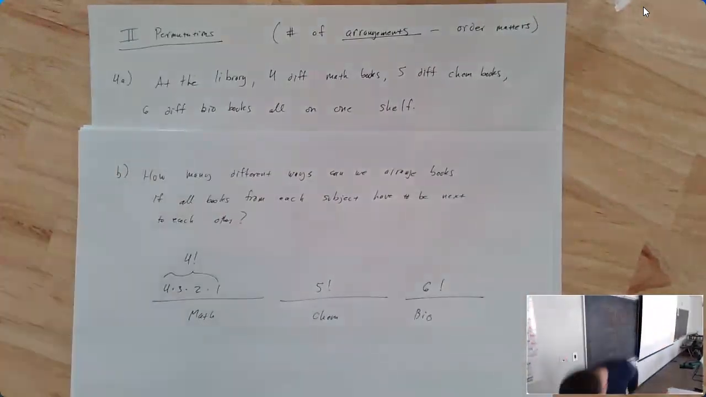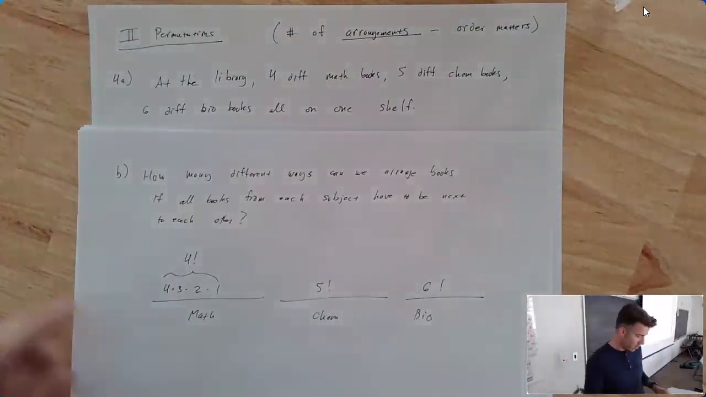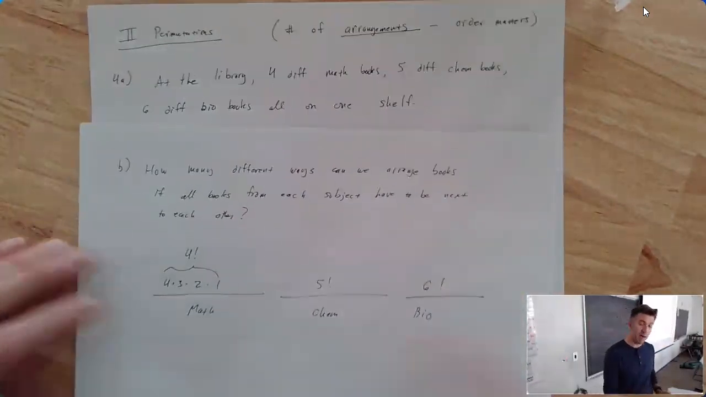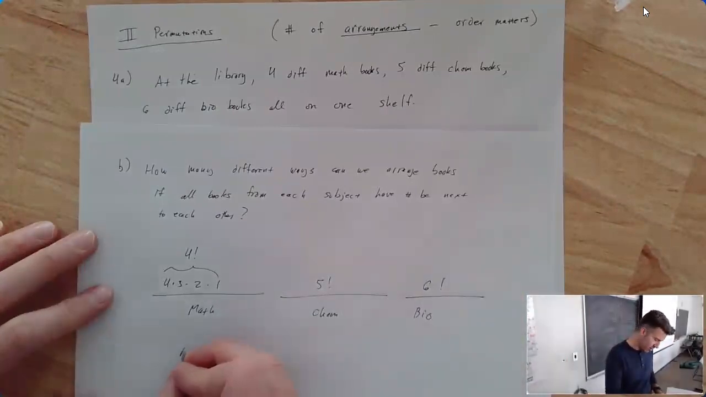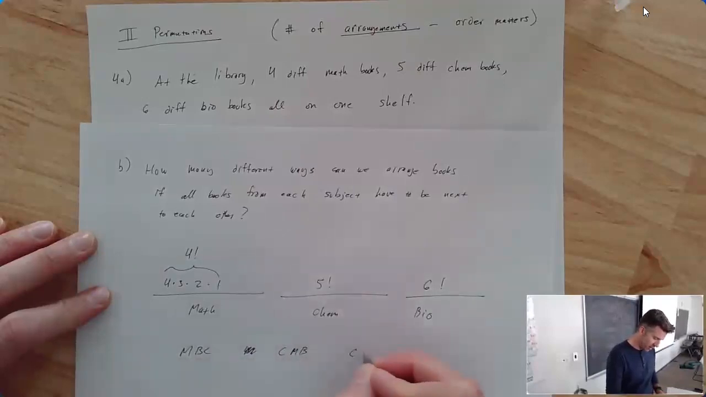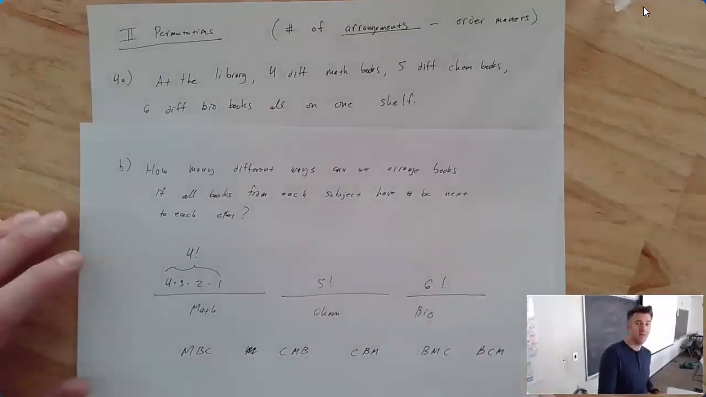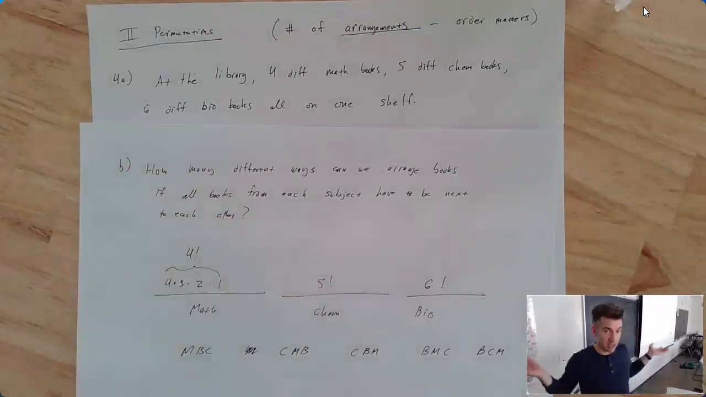However, nobody said the books had to specifically be math, chem, bio. Maybe they're math, bio, chem, or chem, math, bio, or chem, bio, math, or bio, math, chem, or bio, chem, math. How many different ways are there of ordering the subjects, math, bio, and chem?